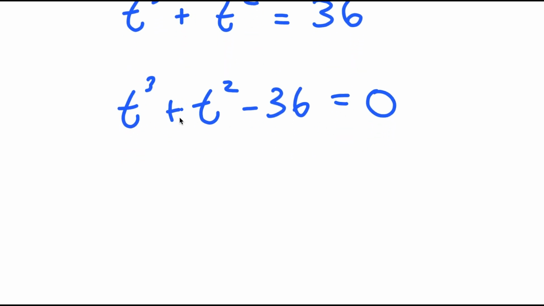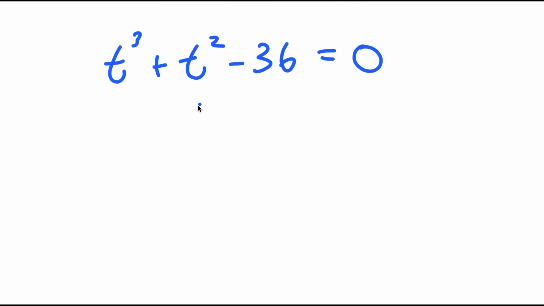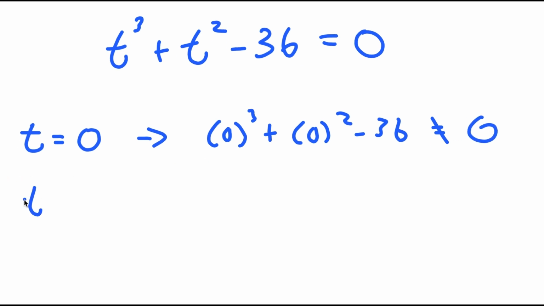So what we have here is an equation that's not quadratic. To actually solve this, what I'm going to do is find one solution of t and then use that solution to find the remaining solutions of t. To find that one solution, we just have to test values of t. So I'm going to first start with t equals 0. If t equals 0, I get 0 to the power of 3 plus 0 squared minus 36, and this does not equal 0.